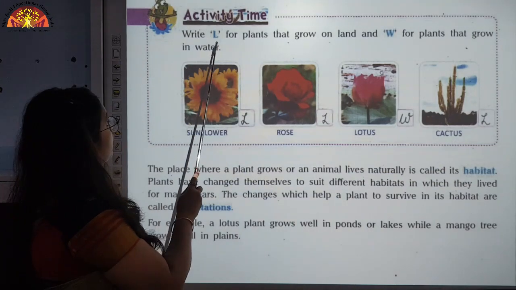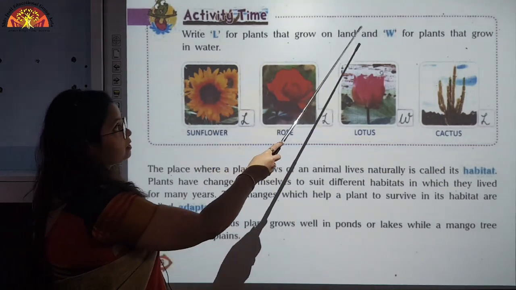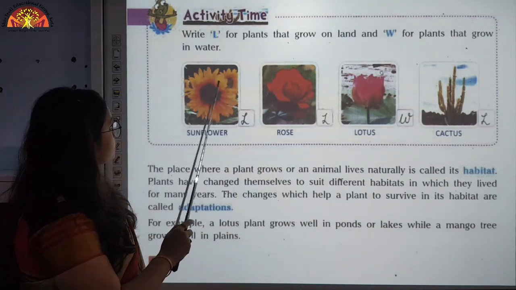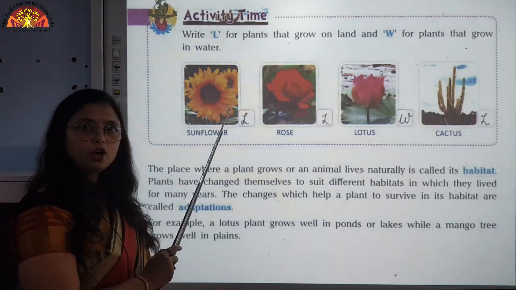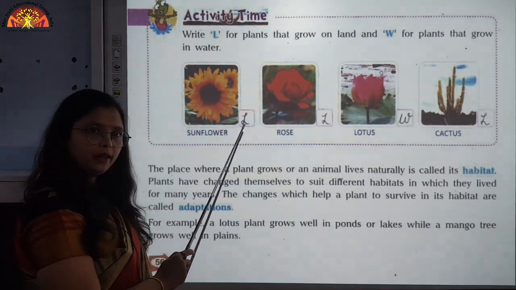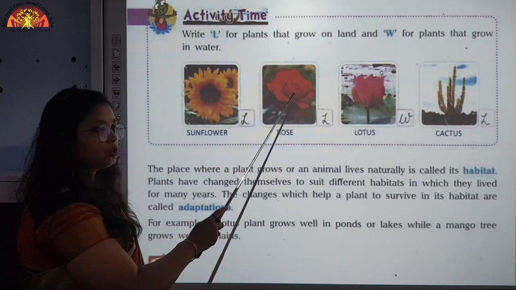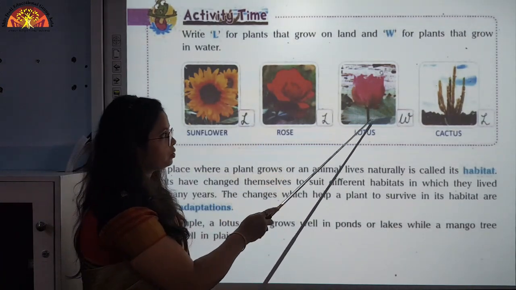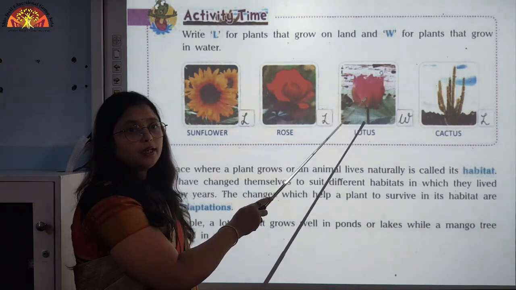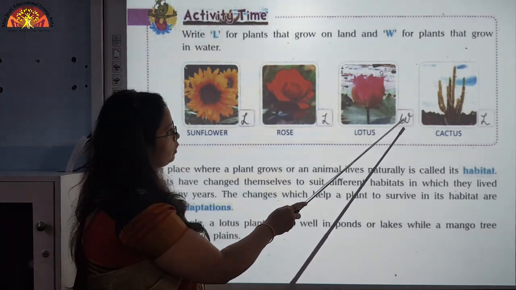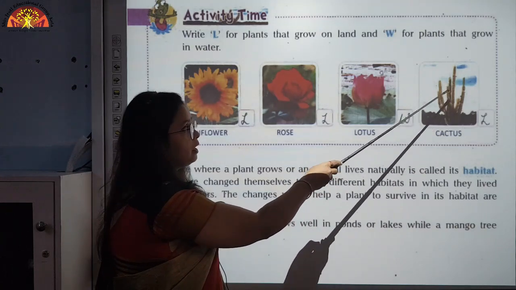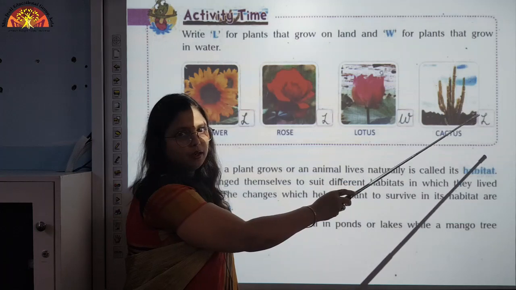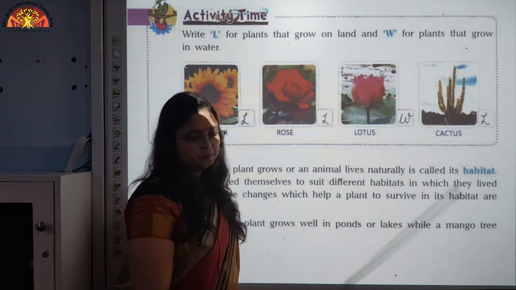See, write L for plants that grow on land and W for plants that grow in water. Now, you can see this is a sunflower. Sunflower grows on land, so we will write L over here. Then rose. Rose grows on land, so again we will write L over here. Then this is a lotus flower and lotus grows in water, so we will write W over here, and this is cactus. Cactus again grows on land, so we will write L over here. Okay. So, complete this activity.